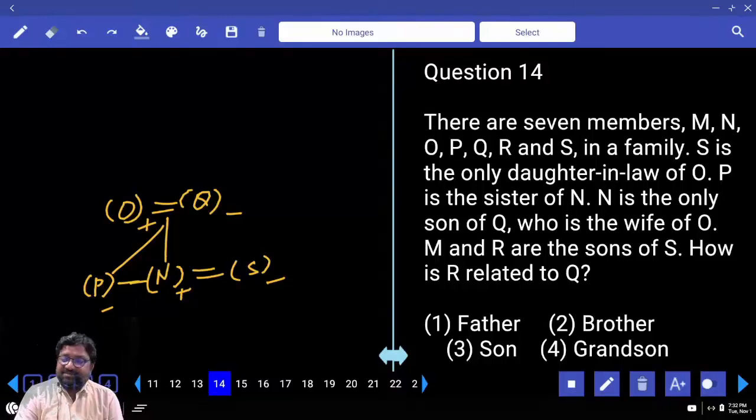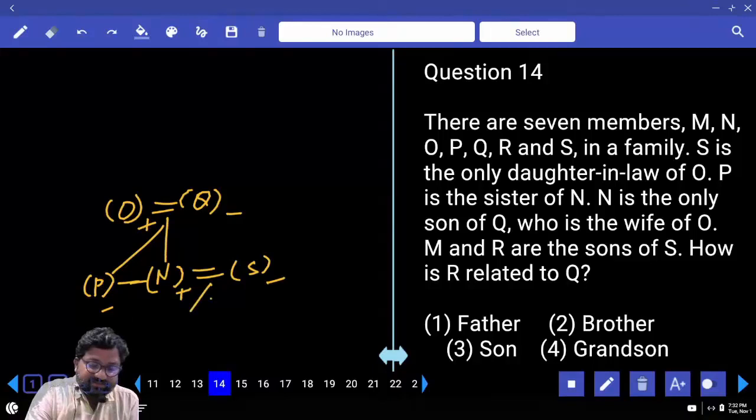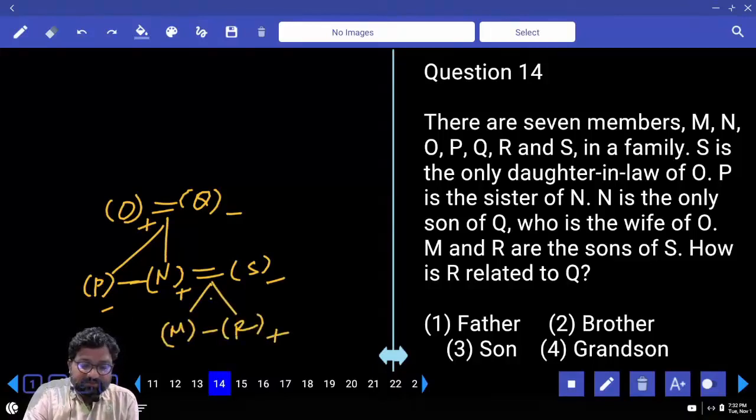Next. Q is the wife of O. M and R are sons of S. M and R are sons, plural. So these two are sons of S. How is R related to Q? How is R related to Q? What's the answer? Grandson.